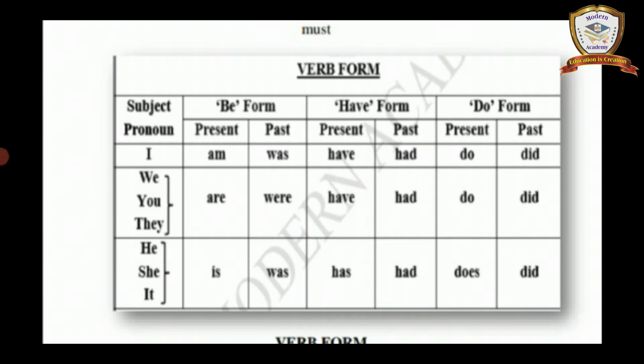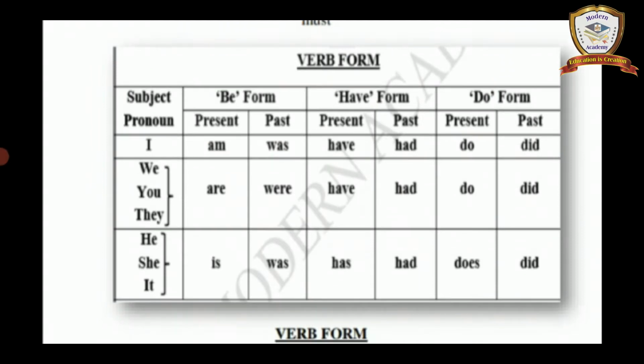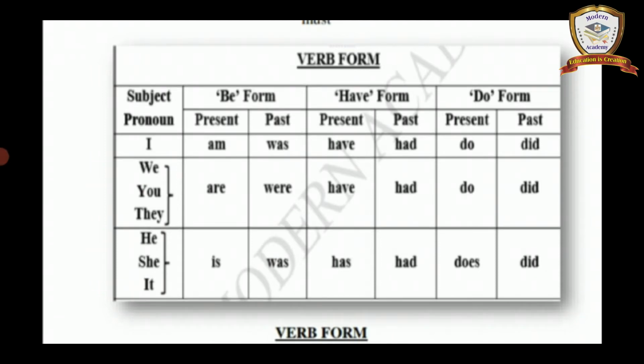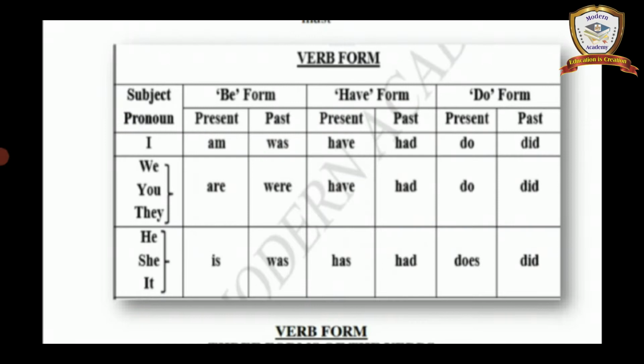You should know that already we have learned I means first person singular, we means first person plural. Second person singular and plural as usual, you only. They means third person plural, and third person singular, he, she, it.